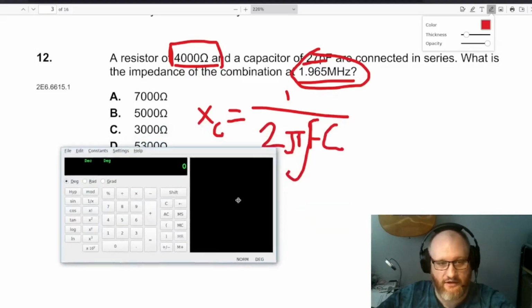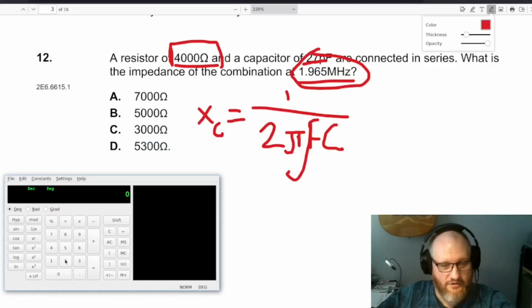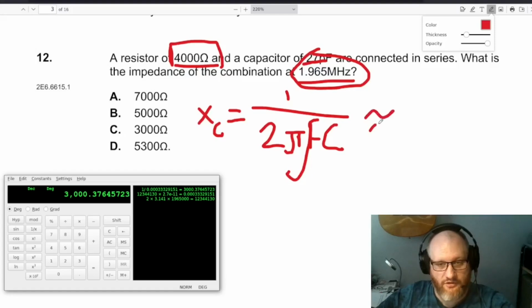So let's jam that into our calculator and see what we can come up with. We can do 2 times 3.141, sorry mathematicians, multiply that by our frequency, 1.965 times 10 to the 6th, turn that into megahertz, and then finally multiply by our capacitance, 27 times 10 to the minus 12, because pico is 10 to the minus 12. That gives us a really small value, but we then need to do the 1 divided by that, so we apply the reciprocal button here, which gives us about 3000 ohms, 3 kilo ohms.